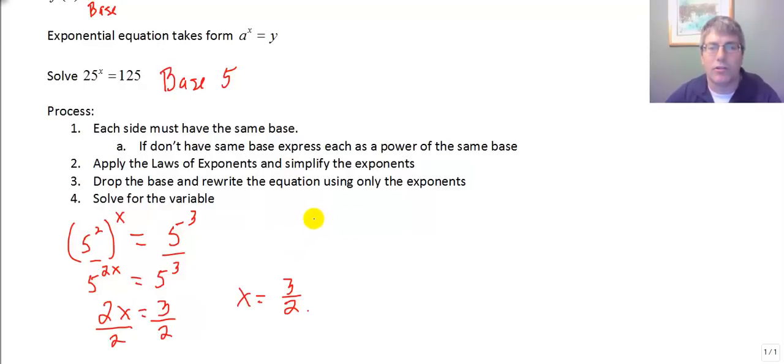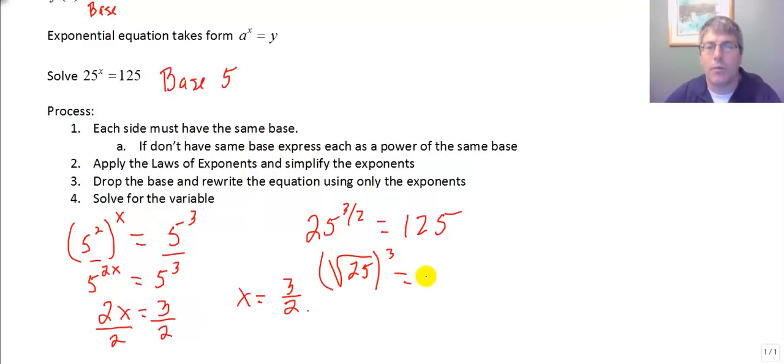So sure enough, 25 to the 3/2 equals 125. If we remember our rational exponents, it's power over root. So this would be the square root of 25, all raised to the third power. Does that equal 125? It sure does. The square root of 25 is 5, and 5 cubed is indeed 125.